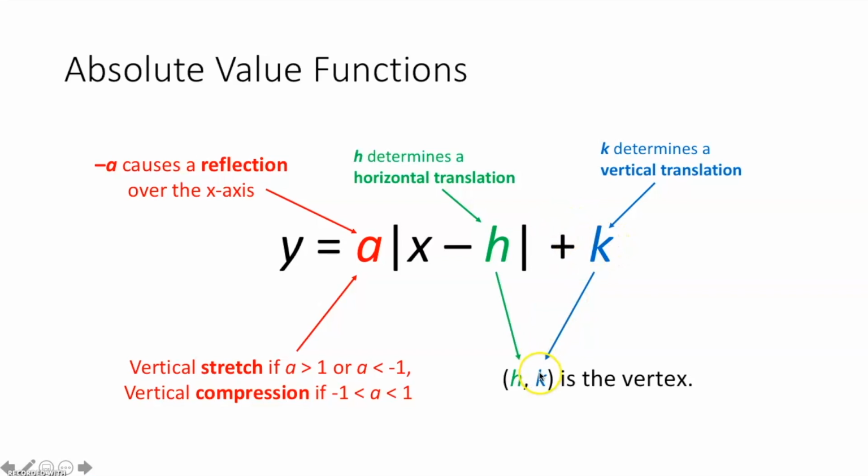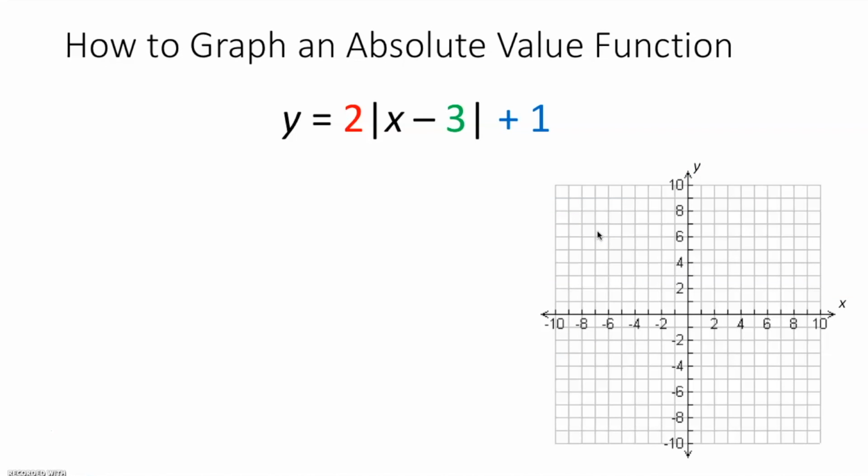K is going to be the y value of your vertex, and it's going to determine your vertical translation of your parent function. If this is plus 2 at the end, then it's going to tell you that you're going to take your parent function and move it up 2. It's a vertical translation up 2. Remember, translation is just a shift. So here's what each of those specific constants are going to do to your parent function. Now let's try graphing. So it says how to graph an absolute value function.